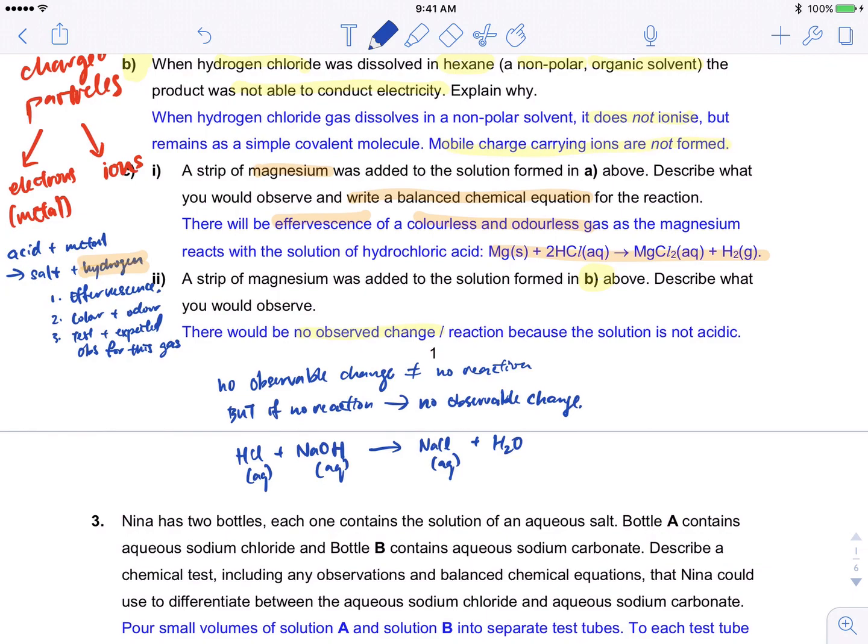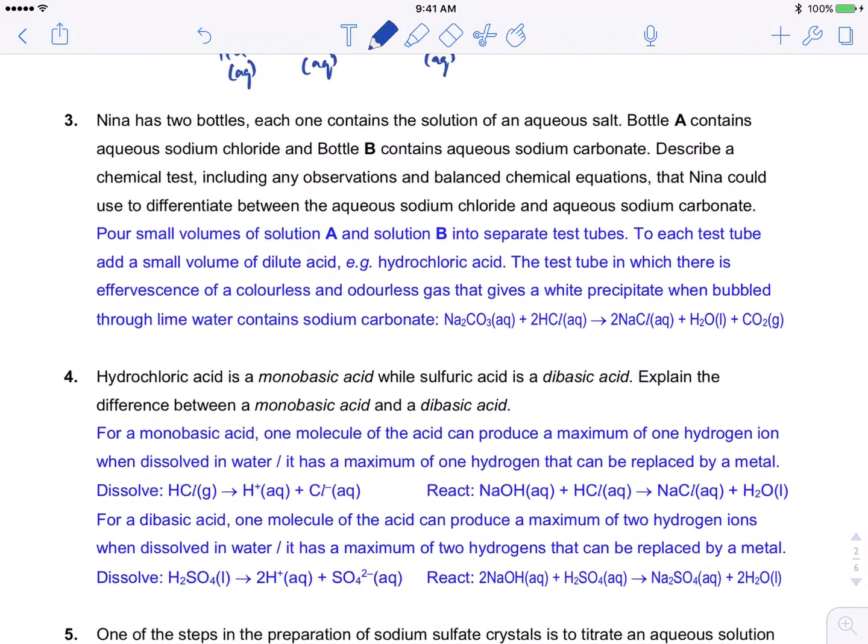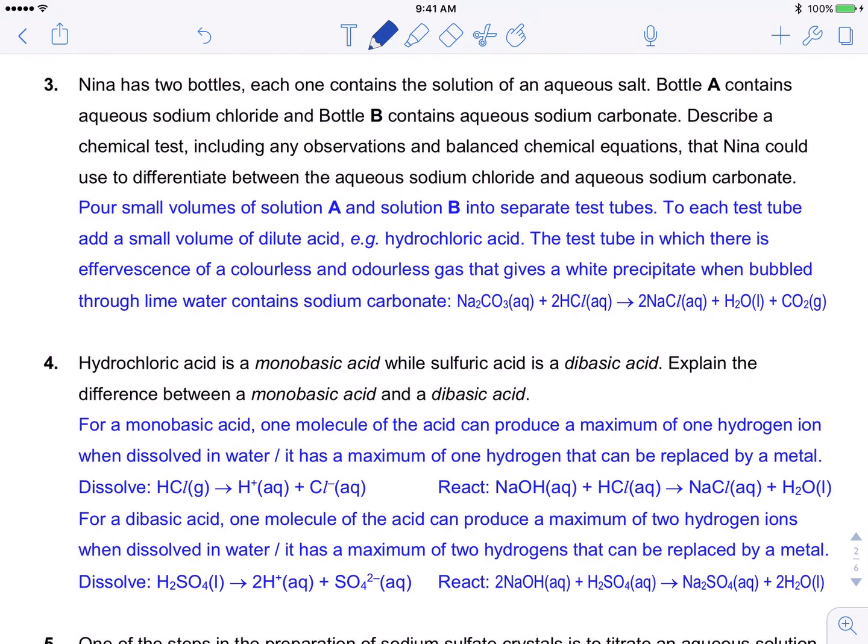You don't need to explain that the solution is not acidic, because the question did not ask you to explain. Okay, next, question 3 is a more unique question. I think that many of you do not know how to attempt this kind of question. So first, there are two bottles. One is aqueous sodium chloride, the other is aqueous sodium carbonate. How do I have a chemical test, including observations and balanced chemical equations, to differentiate?